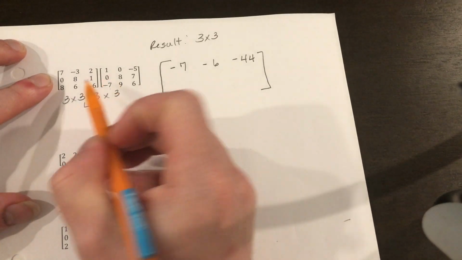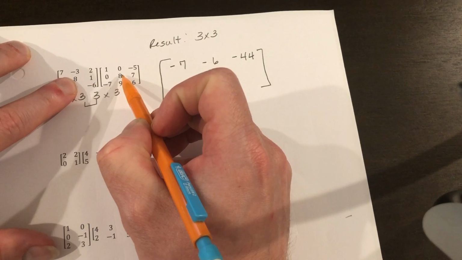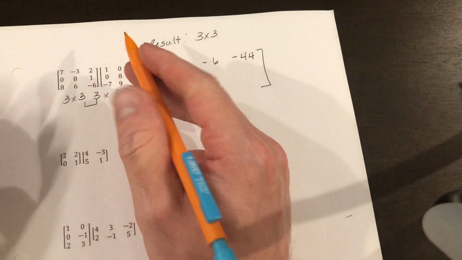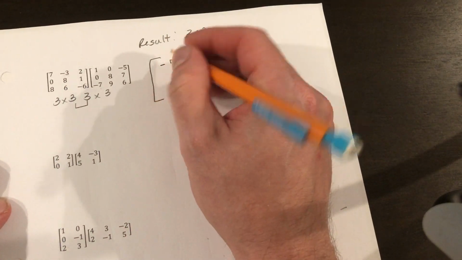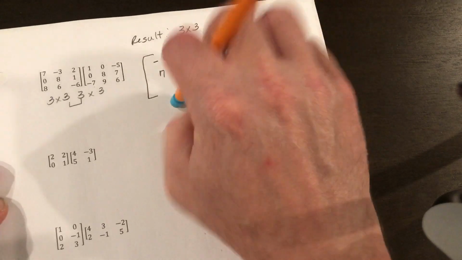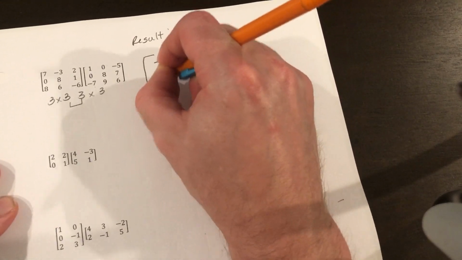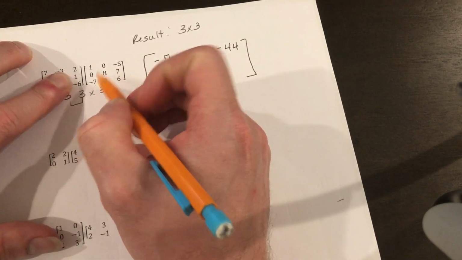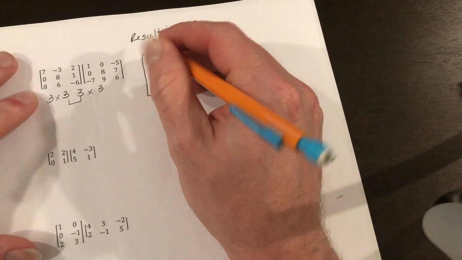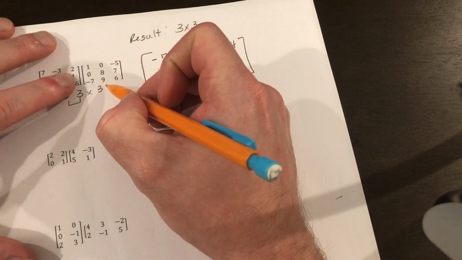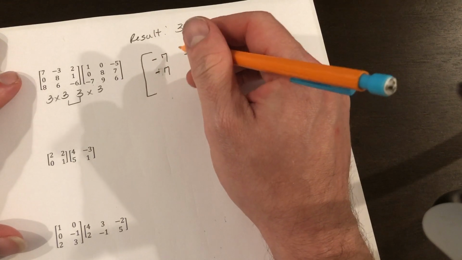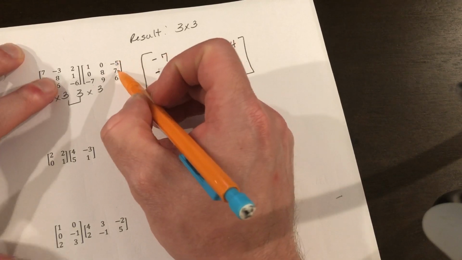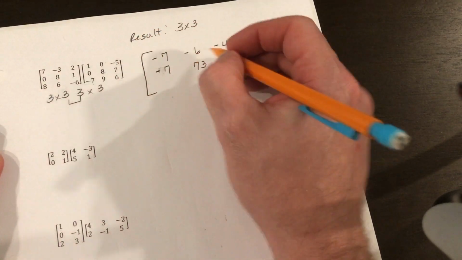Okay, now we're going to do this row by this column. 0 times 0 is 0. 8 times 8 is 64. 64 plus 9 is 73. Whoa, wait, I skipped one. Sorry, I skipped it. This row by this column. So 0, 0, negative 7. 0, 64, and 9. 64, 9, 73. Okay. And then 0 times negative 5 is 0. 56 plus 6 is 62.